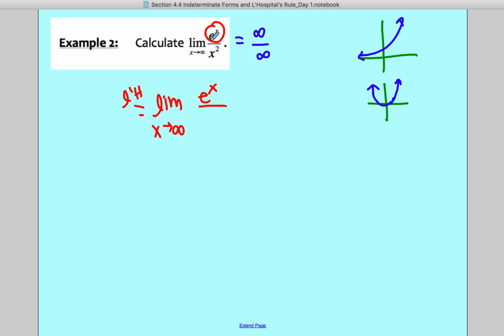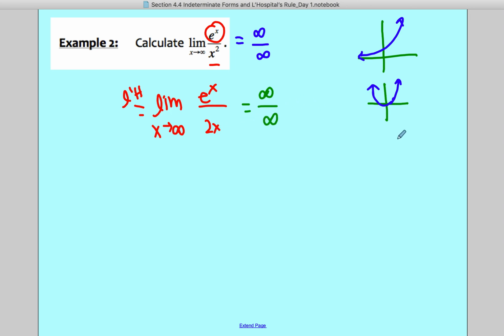So the limit as x approaches infinity, the derivative of e to the x is e to the x. Then I take the derivative of x squared, 2x. After you take your derivative and simplify, this one doesn't have any simplifying, you always try and plug it in again. In this case, if I were to plug it in, e to the infinity would just continue to be infinity. And then 2 times infinity would be infinity as well.